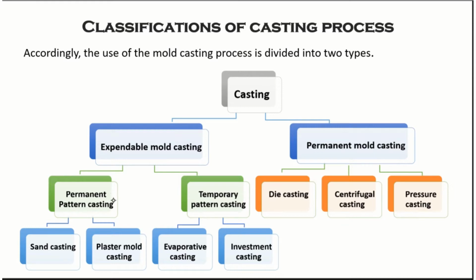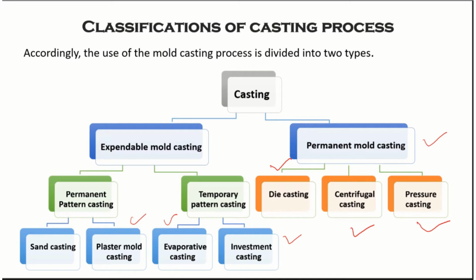The permanent pattern casting is further divided into two varieties: sand casting and plaster mold casting. Temporary pattern casting is evaporative casting and investment casting. Coming to the permanent mold casting, where the mold is permanent, it means that the mold can be used several times to produce the casted products. This permanent mold casting has three varieties: die casting, centrifugal casting and pressure casting.